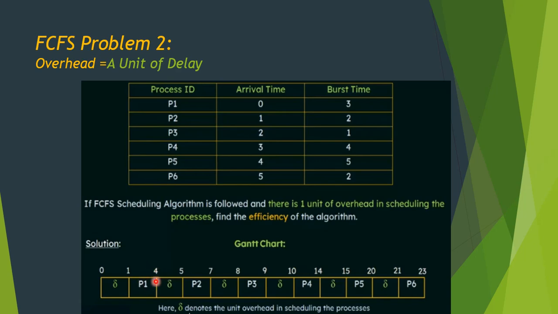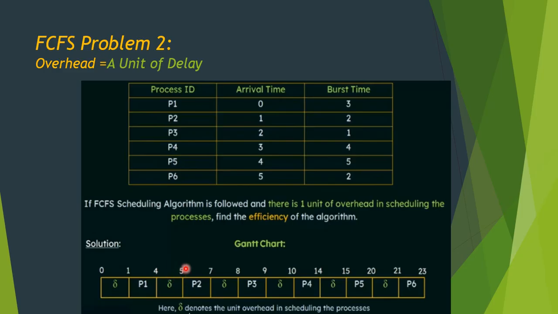Then again the CPU becomes idle for 1 unit of time, because this is happening for all the processes that are there. And that's the reason we shall need to calculate the efficiency, because there's a lot of wasted time there when the CPU is idle, when it should be doing something. But then it is doing nothing.